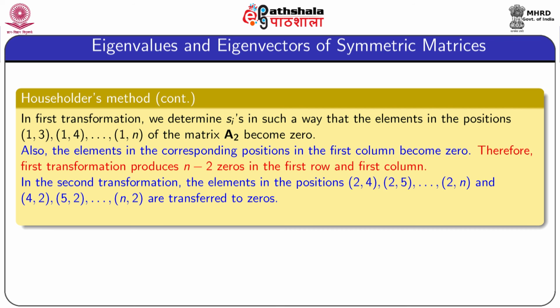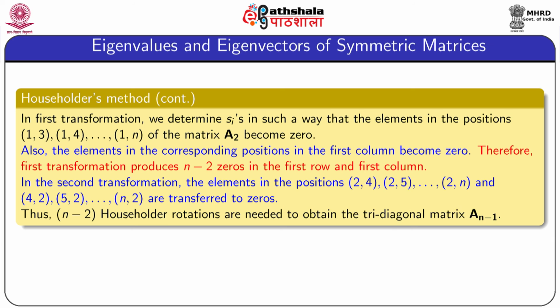In the second transformation, the elements in positions 2,4, 2,5 up to 2,n and 4,2, 5,2 up to n,2 are transformed to 0. That means the elements of the second column and the second row are transformed to zeros. Thus, n minus 2 Householder rotations are needed to obtain the tridiagonal matrix A(n minus 1). That means we have generated a sequence of matrices, A1, A2 up to A(n minus 1), ending in a tridiagonal matrix.